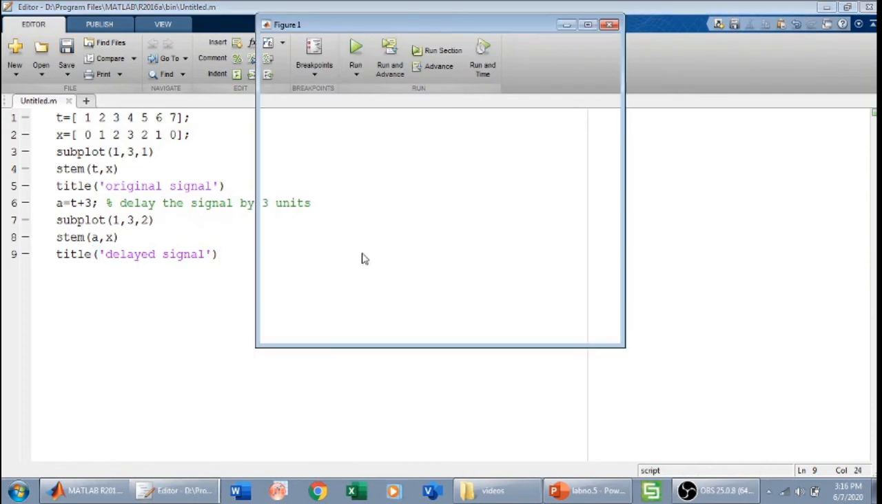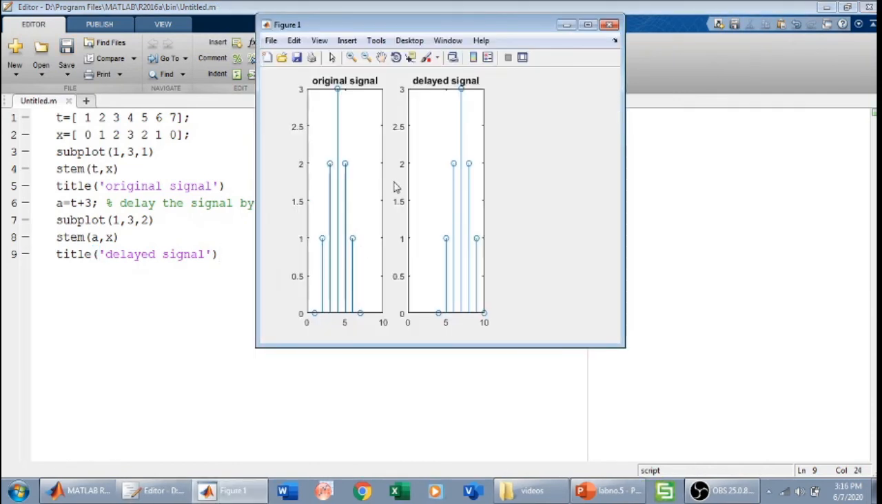After doing this, I will run this. So hopefully we will now have the original signal and the delayed signal. Fine, here we go. This has been shifted by 3 units. So whatever the value at 1 here was is now at 4. Whatever the value at 2 was has been shifted to 5, and so on. Whatever the value at 7 which was 0 here has been shifted to 10.